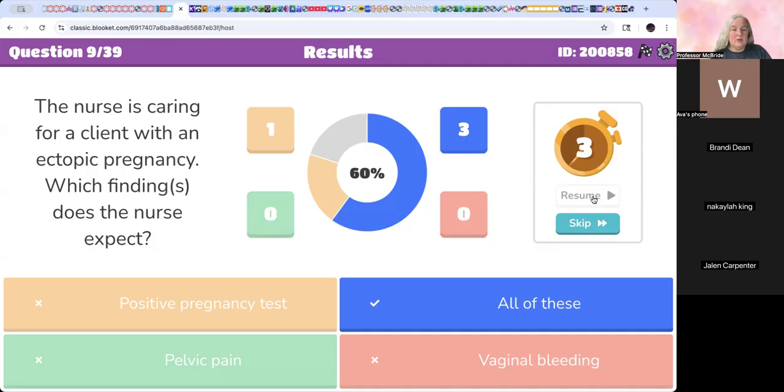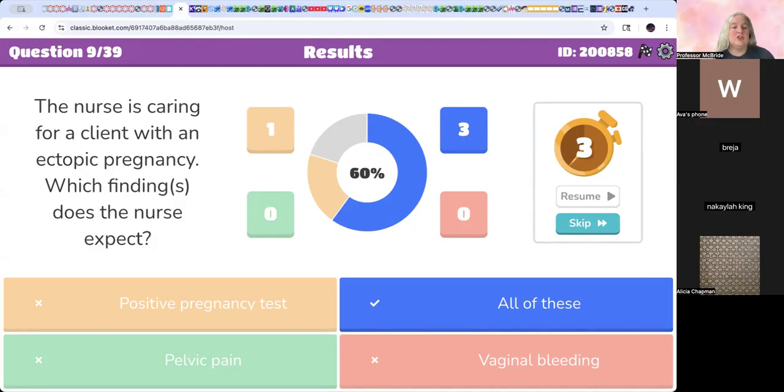Pelvic pain and vaginal bleeding are signs, and that's usually what brings her in. If she's having pelvic pain and vaginal bleeding, and they find that she does indeed have an ectopic pregnancy, can the baby continue to grow where it's at? Where is the pregnancy if it's ectopic? Fallopian tubes, outside of the uterus, or the abdominal. So it can't stay there.